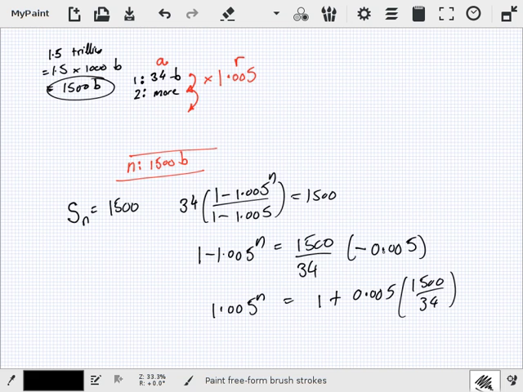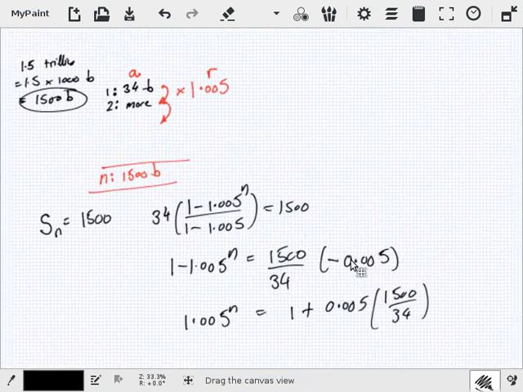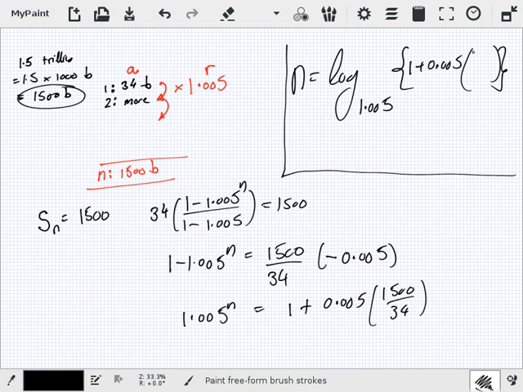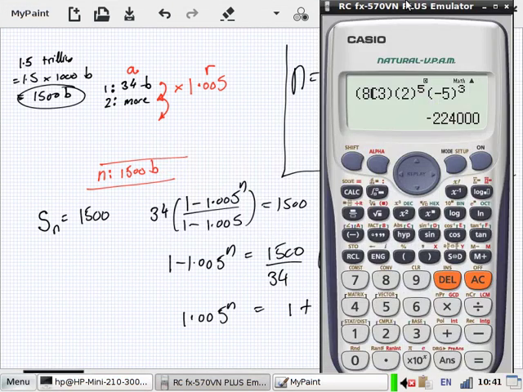And how can I get the n here? The n will be log base what? Base 1.005, yeah, very good. And then the log of 1 plus 0.005 times 1500 over 34. So let's see what the heck happens.